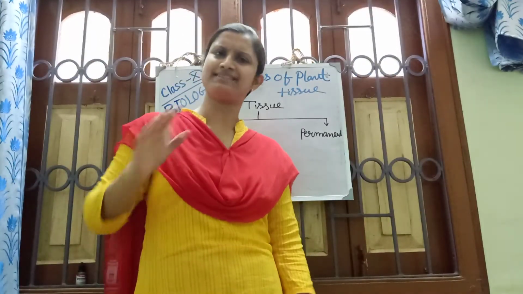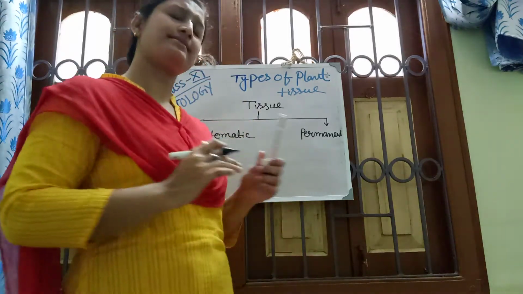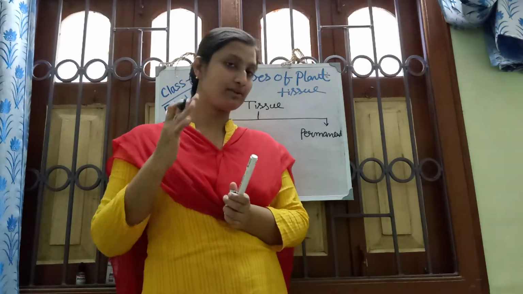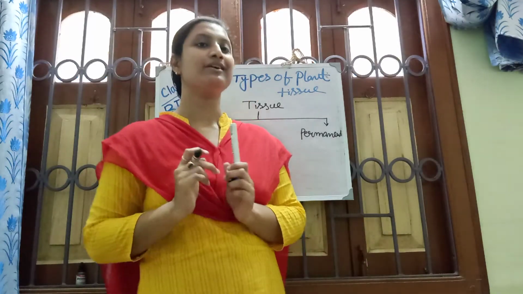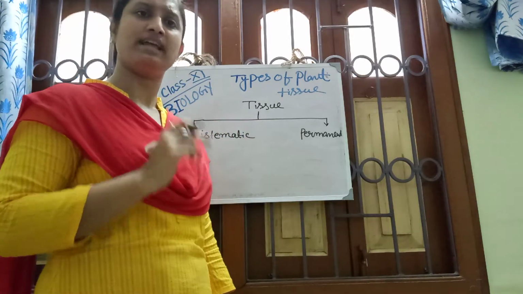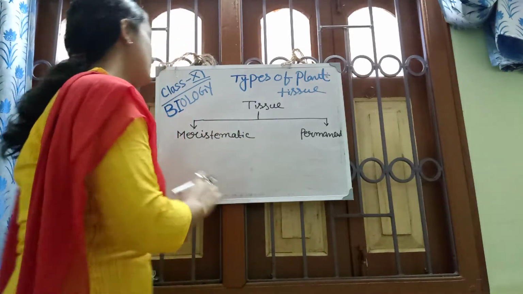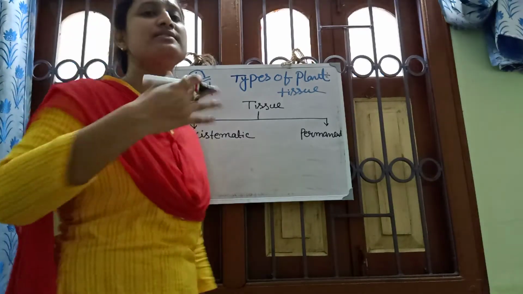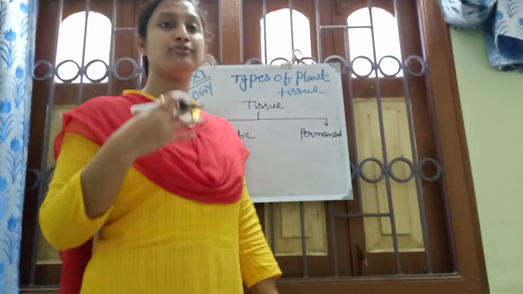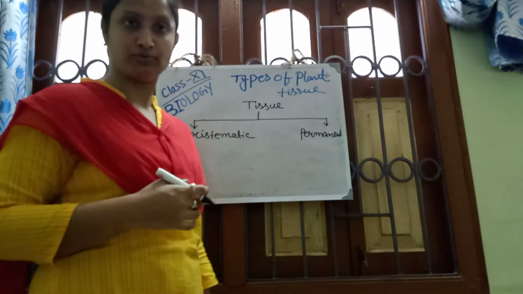Actually, they don't divide. But there are some tissues that may divide if required. Only the parenchyma will divide in the permanent tissue. Naturally they do not divide. But meristematic tissue is continuously dividing, and all the dividing cells form a meristematic tissue.